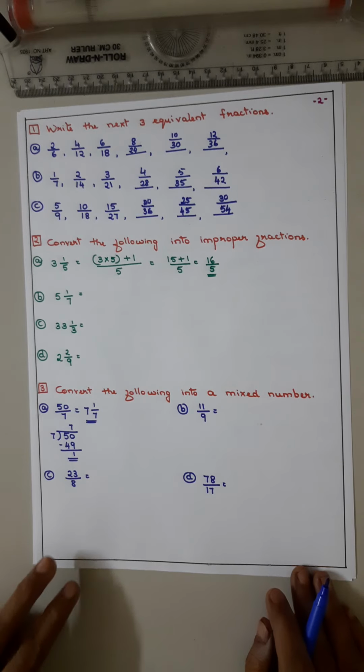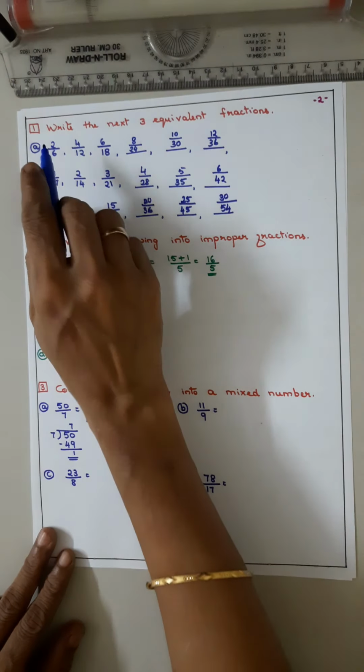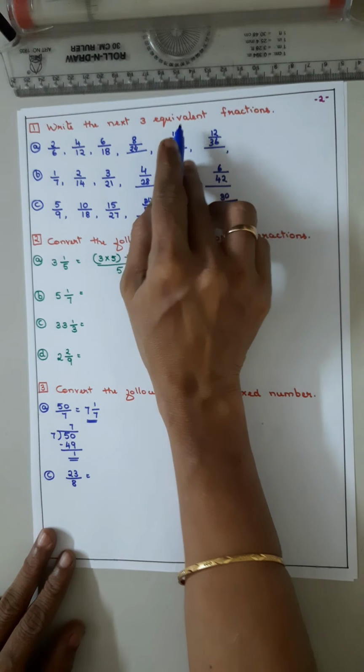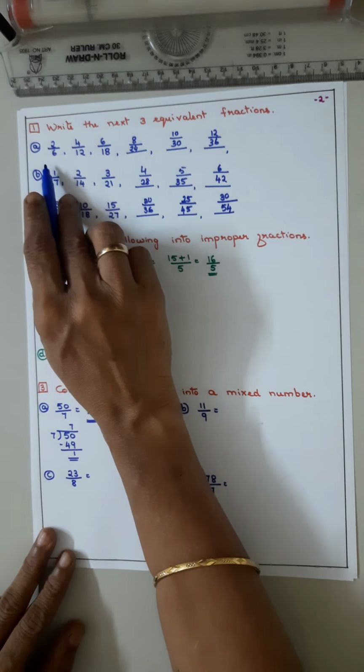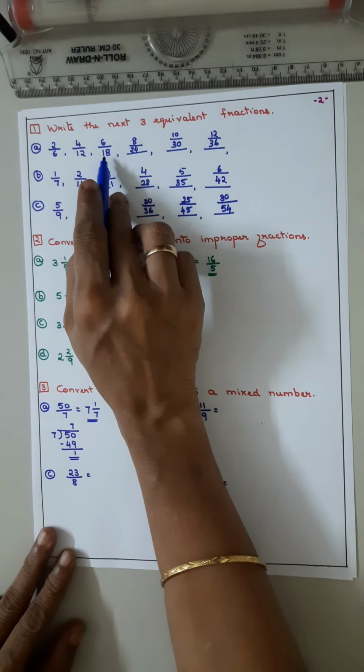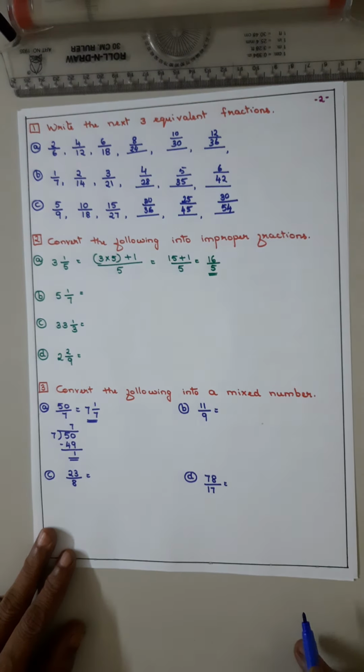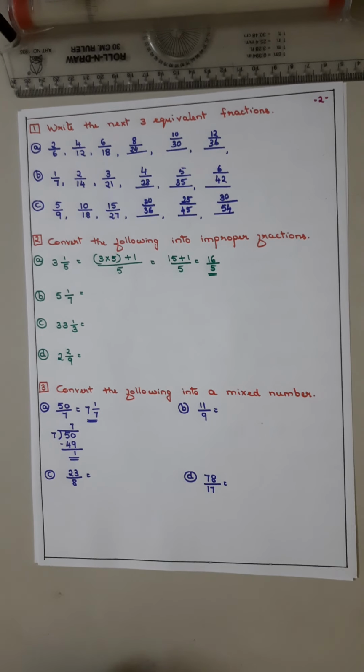Understood? So it is the table. 2 1s are 2, 2 2s are 4, 2 3s are 6, 2 4s are 8, 2 5s are 10, 2 6s are 12. Denominator 6: 6 2s are 12, 6 3s are 18, 6 4s are 24, 6 5s are 30, 6 6s are 36. Okay. Now coming to converting a mixed number into an improper fraction.